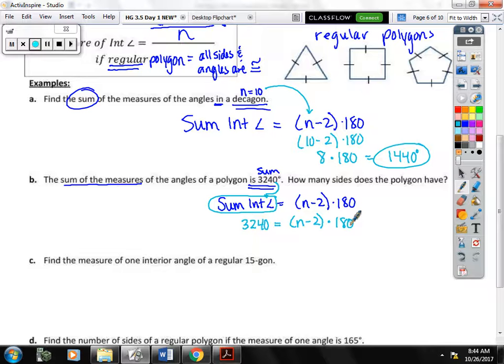Now some students will distribute, which you can if you want to. It's going to add an extra step. But if we see multiplication, we know the inverse of multiplying is dividing. So instead of having to distribute and then add and divide, you could just divide first. And whenever I divide these numbers, I should get 18.